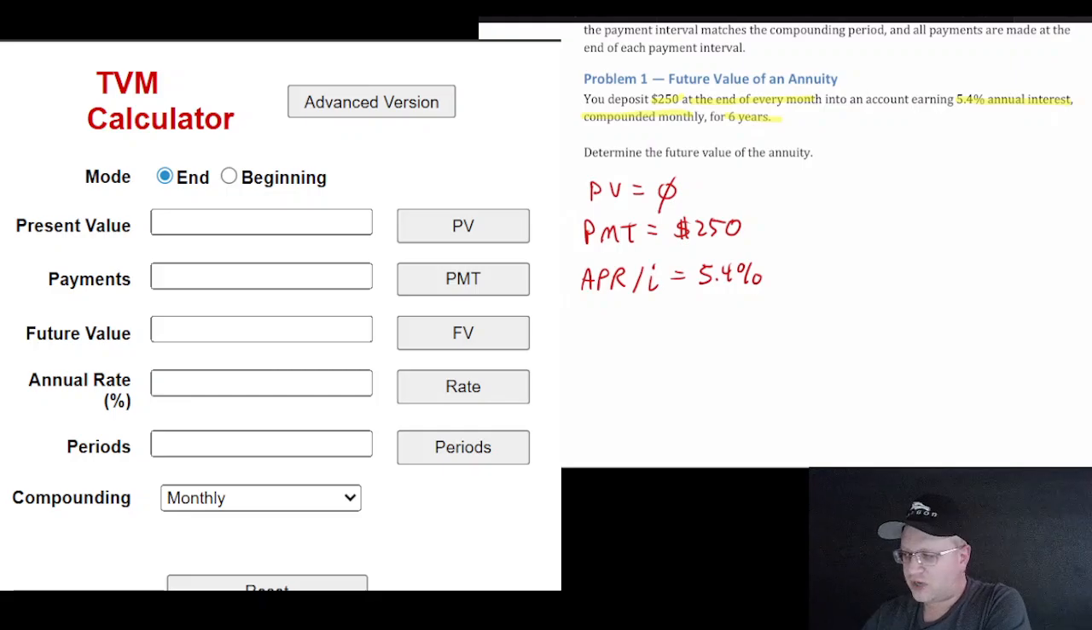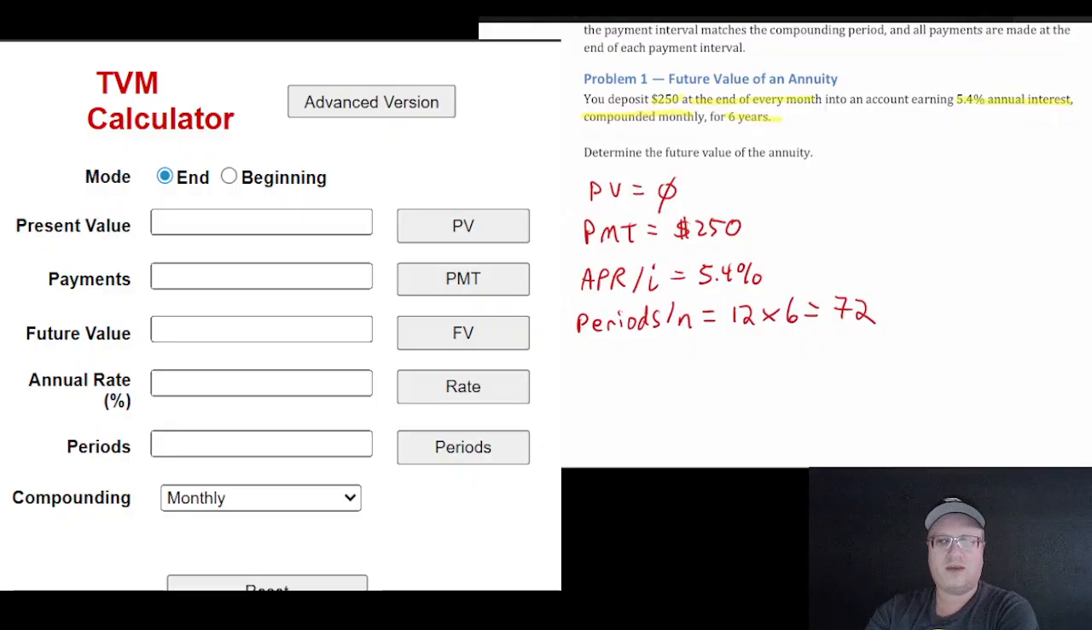The number of periods, that's how many times the interest is going to be calculated. Periods, which sometimes we just represent with the letter N. It's every month for 6 years. So 12 times 6 is going to give us 72. That's our number of periods. And that's all we need.